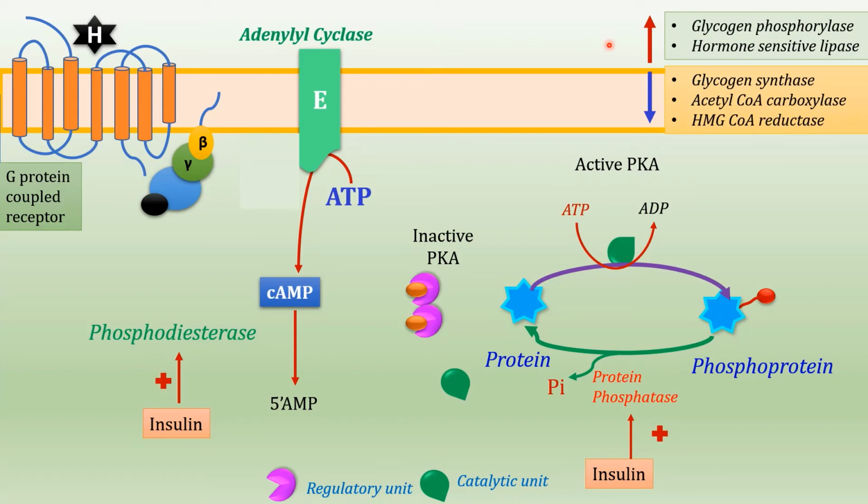Glucagon and epinephrine decrease the activity of glycogen synthase, which is a key enzyme in glycogenesis. Acetyl-CoA carboxylase is a regulatory enzyme in fatty acid synthesis. HMG-CoA reductase is a rate-limiting enzyme in cholesterol synthesis. So both glucagon and epinephrine decrease the activity of all these enzymes. It means that these enzymes are active in dephosphorylated condition. So this is the mechanism of action of the adenylyl cyclase system, in which cyclic AMP is a second messenger.